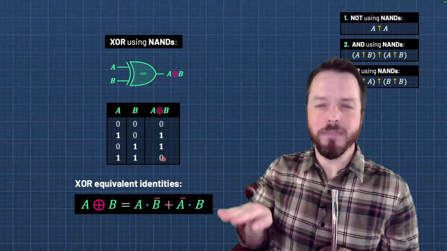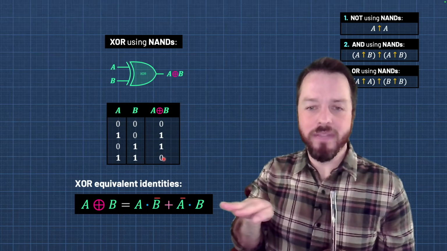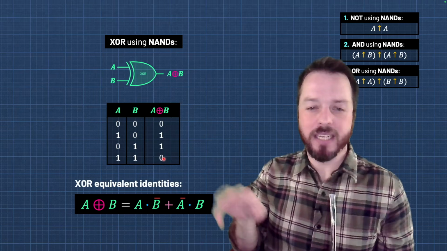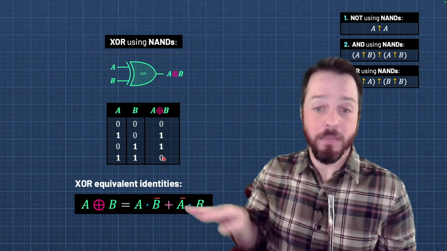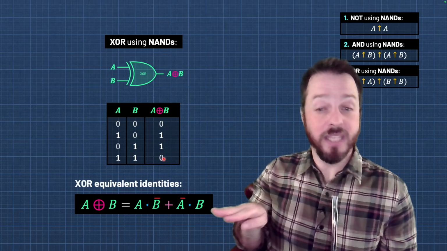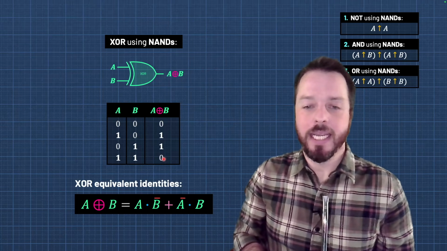So do you see, this is just me writing an equivalent identity that I can use to replace that ugly XOR symbol, using things that I already know. I already know AND, I already know NOT, so this can come in handy.